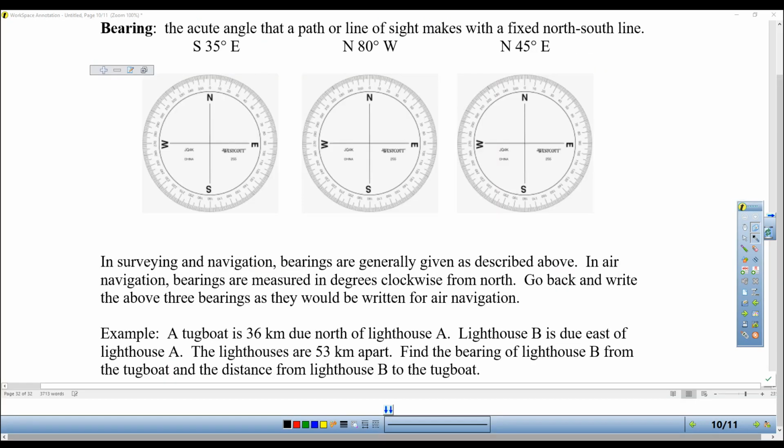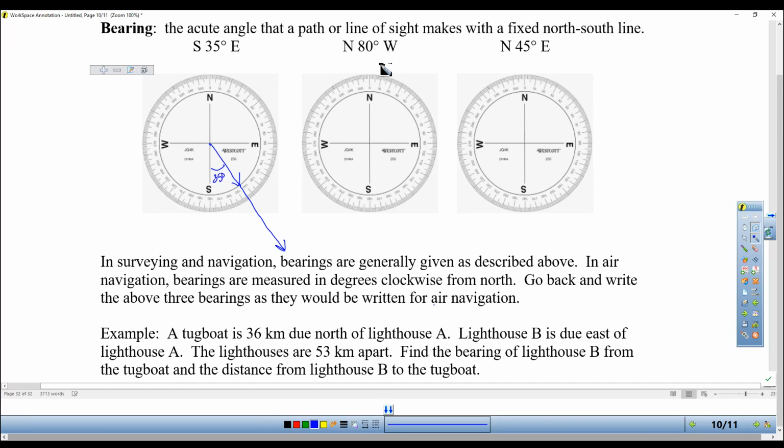Okay, in order to do this last problem, I need to explain something called bearing. Bearing is the acute angle that a path or line of sight makes with a fixed north-south line. So if somebody says that they're going south 35 degrees east, then you start on that first letter. So start on south and then literally move 35 degrees to the east. So 10, 20, 35. So it'd be somewhere right there. So if you were a ship traveling, this is the direction that you're going in. And the 35 would go right here.